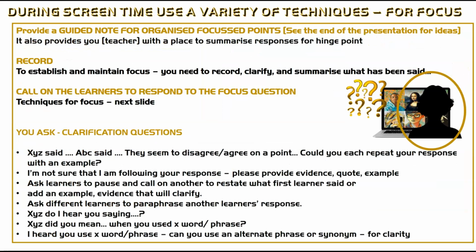And then here I've just put some questions you can ask. So for example, Bob said and June said. They seem to agree on this point, but disagree on another point. Could you each repeat your responses with an example? Again, you're not saying yes or no, you're not saying moving on, you're actually asking them to think about what they've responded.